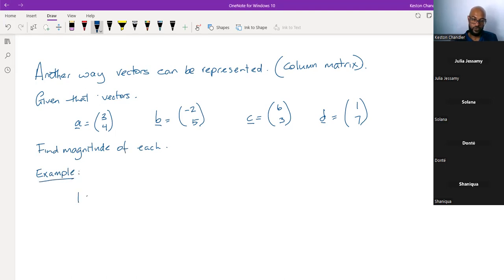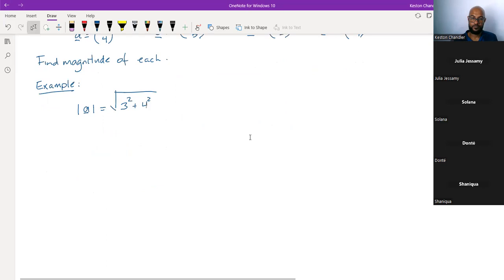Right, so the magnitude of the vector A is equal to, same thing as we was doing before, 3 squared plus 4 squared, right, 9 plus 16.